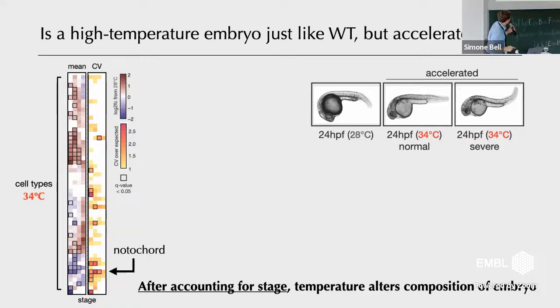And just as a way of highlighting why these computational methods are so powerful, or why this type of data structure is very powerful, I'm just going to highlight one of the cell types and how we followed up on it. And so that's the notochord. The notochord showed a significant decrease in cell counts at high temperature, but also an increase in variability. And this was after accounting for the mean variance relationship in all of these cell counts.